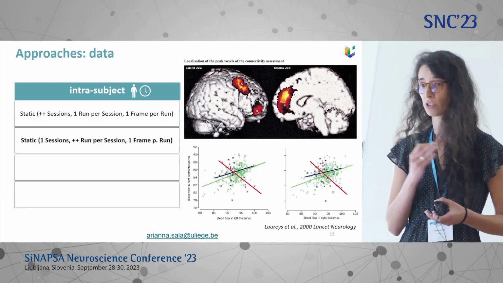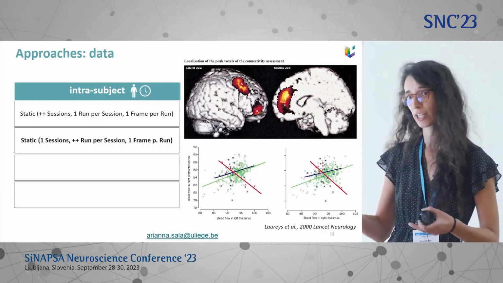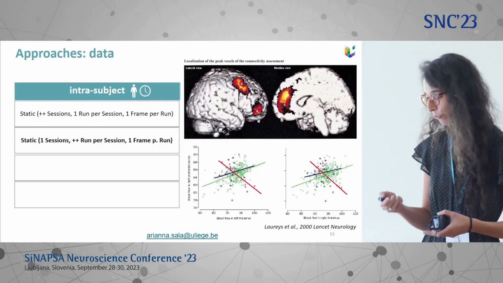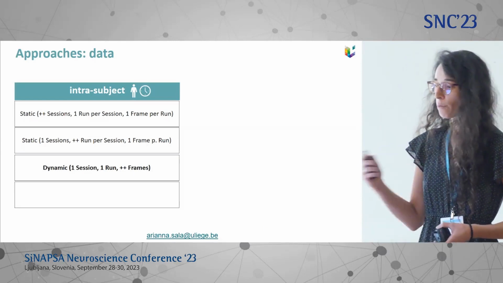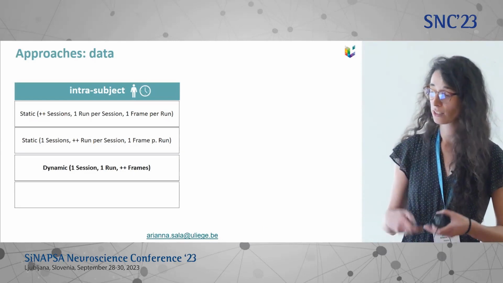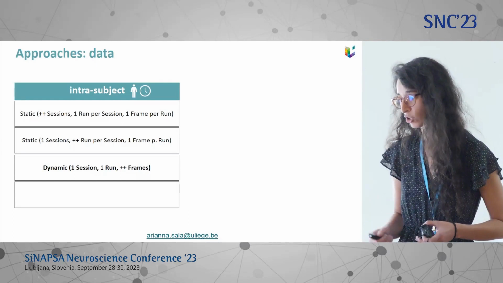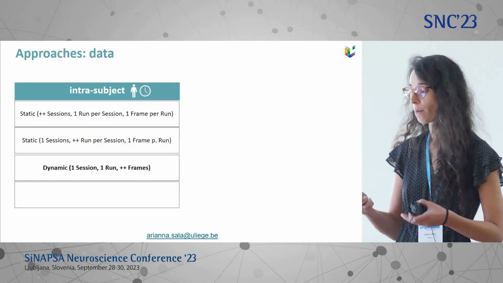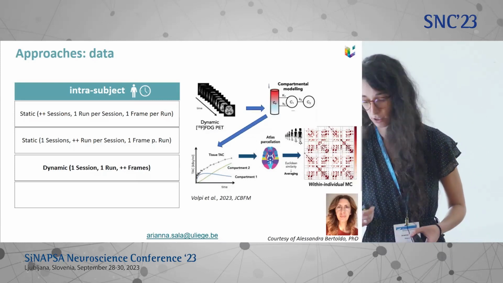This is possible only with certain types of tracers, because you cannot inject FDG PET multiple times in one day because of the longer half-life. More complicated is to use dynamic PET instead. So the subject comes just once for one session. We do just one injection, one single run, but we acquire a time activity curve.